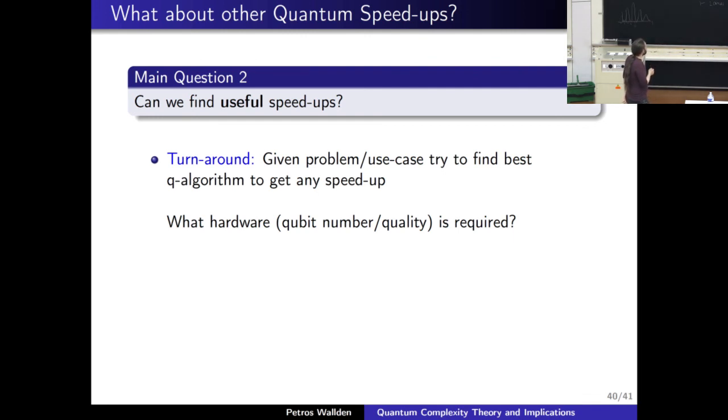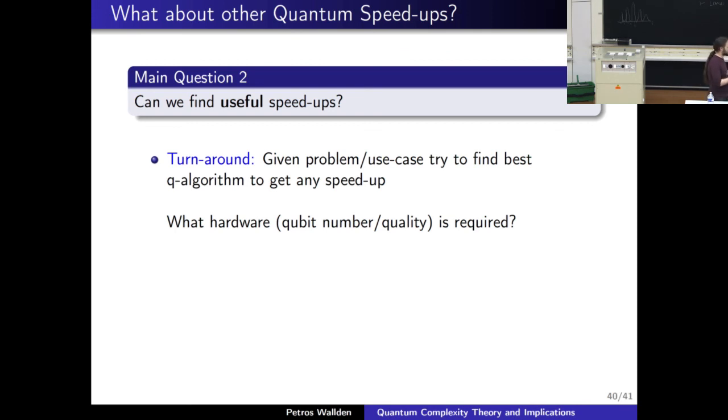So let's turn it around. Give me a problem or a particular use case, and let's try to find the best quantum algorithm, and whether the best quantum algorithm gives any speedup. I don't care about exponential speedup here. I care about any speedup. And I may not be able to get speedup with existing hardware, but if not, can you tell me what I should expect? How many qubits and what quality of qubits should I wait for in order to get my speedup?